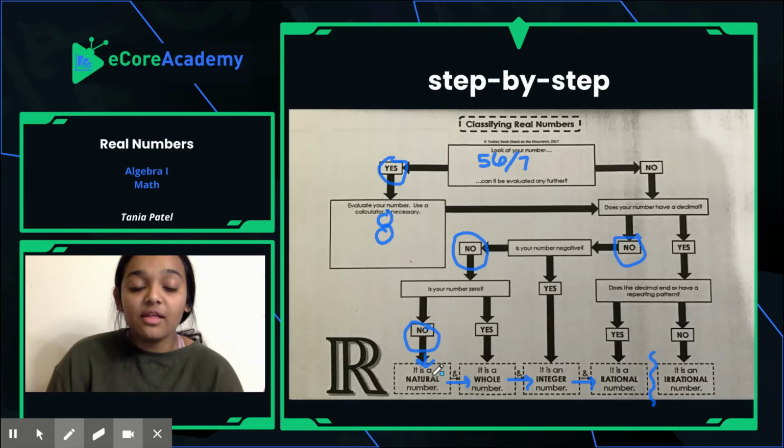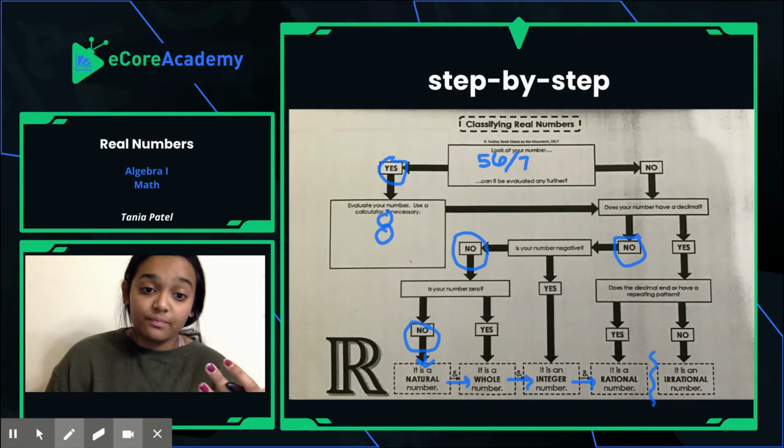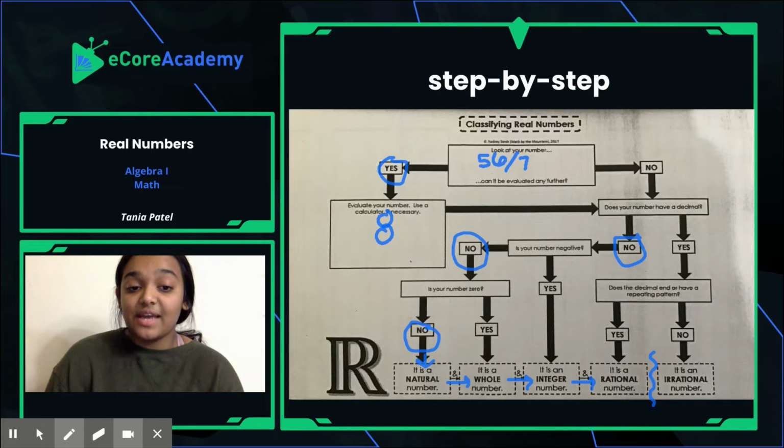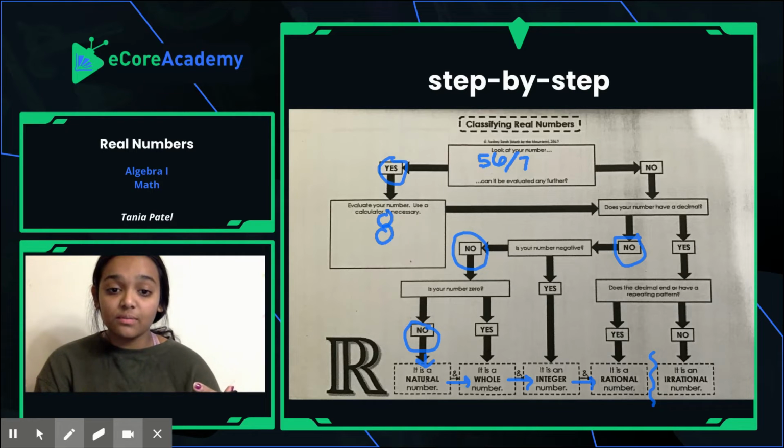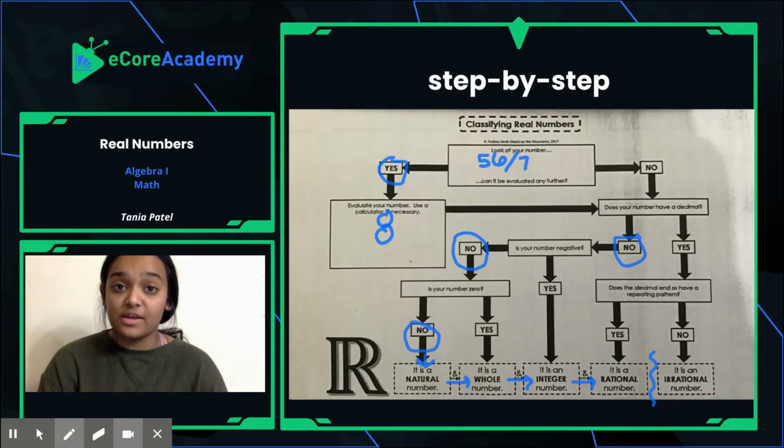But when I was telling you about that build-up factor that they have, how these just kind of build up on each other, this is exactly what I meant. If it's a natural number, it's automatically a whole number. If it's a whole number, it's automatically an integer. If it's an integer, it's automatically a rational number. With that being said, if it's a natural number, it's literally all a whole number, integer, and a rational number. If it's a whole number, then it's an integer and a rational number. If it's an integer, then it's also a rational number.